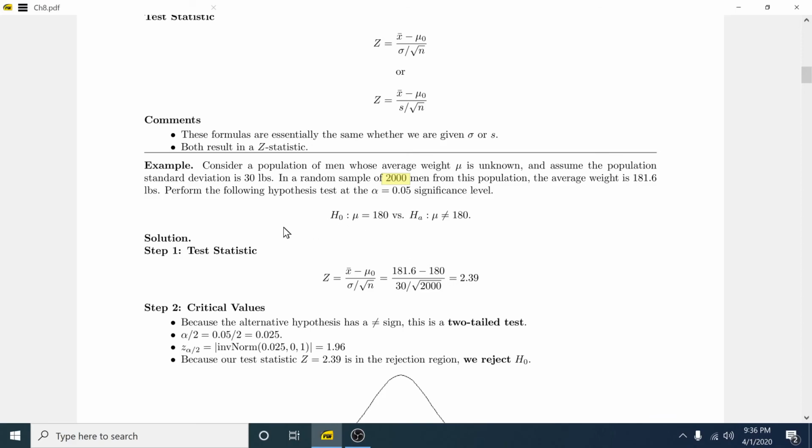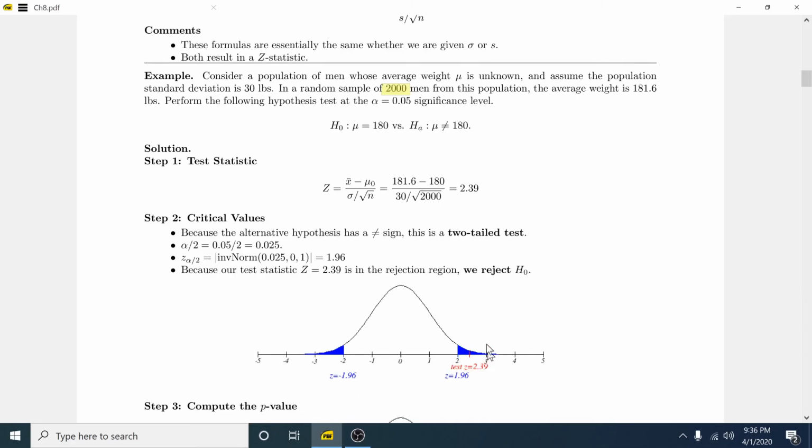Now we go to step two. So step two is to draw a picture like this of a normal distribution. And we need to identify critical values. So that's where this blue region is. And basically the blue region is the rejection region. And the white region in the center is where you don't reject. So if you land in the rejection region, you do reject H naught. If you land in the middle, you don't reject H naught.